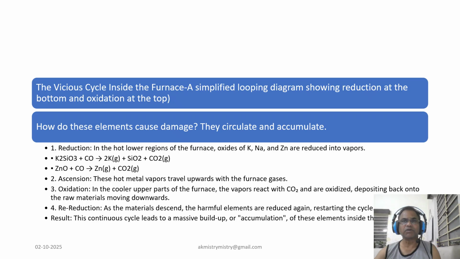Second, these hot metal vapors travel upward with the furnace gases. And third, when they reach the cooler upper part of the furnace, the vapors are reoxidized and deposited back onto the raw material that is moving downward. This leads to the final step: as those materials descend back into the hot zone, the elements are reduced all over again, restarting the entire cycle. This continuous loop leads to a massive buildup, or accumulation, of these harmful elements inside the furnace.